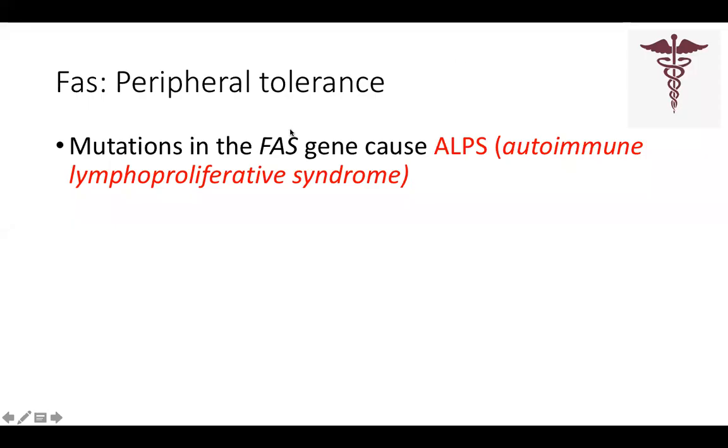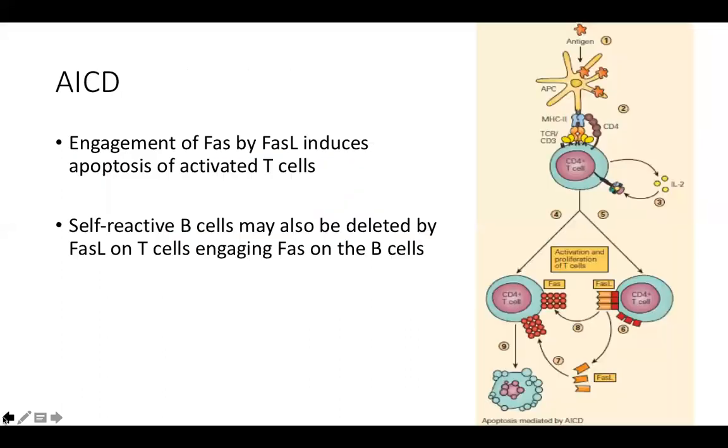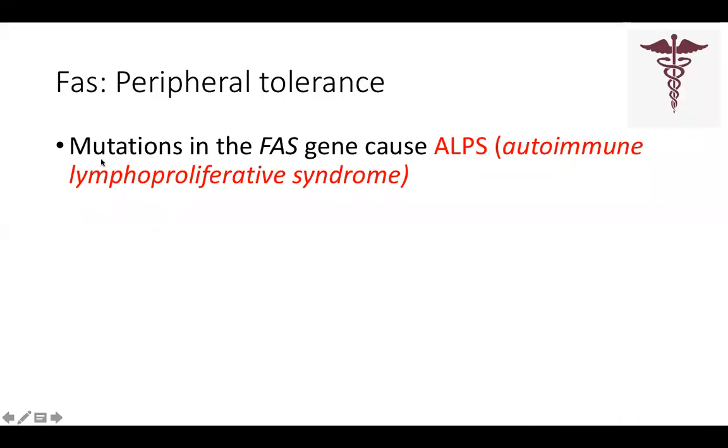Yeah, to come back. So we said that if the T cell eventually does engage with its self antigen, FAS and FAS ligand get co-expressed, and as they interact, it leads to activation-induced cell death. FAS on B cells can also get activated by FAS ligand on T cells. So that also can help. The importance of it is indicated by the fact that a mutation in the FAS gene can cause a condition called autoimmune lymphoproliferative syndrome. So basically, FAS is important for peripheral tolerance.